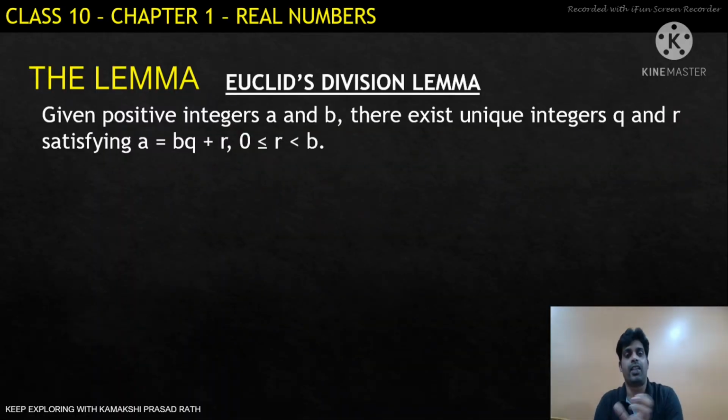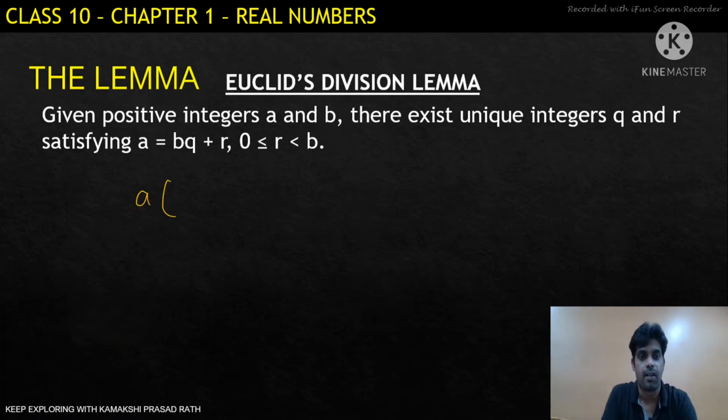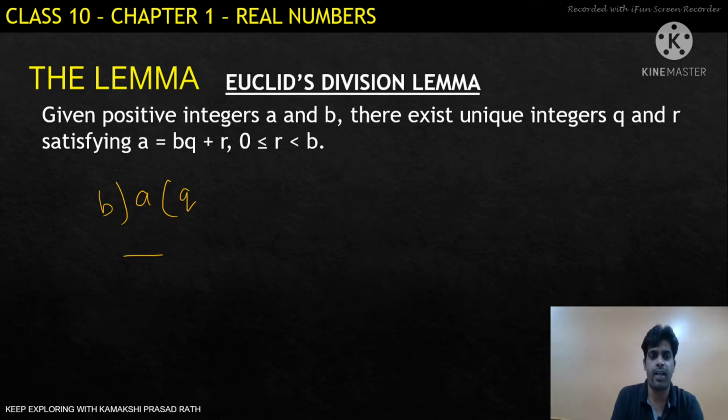Euclid's division lemma says, given positive integers a and b, there exist unique integers q and r satisfying a equals bq plus r, where r is less than b and greater than or equal to 0. So that is the division lemma. That means if we divide a by b, there will be a quotient and we'll get a remainder.